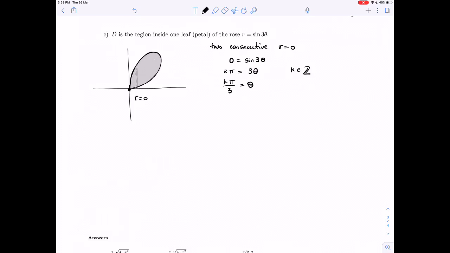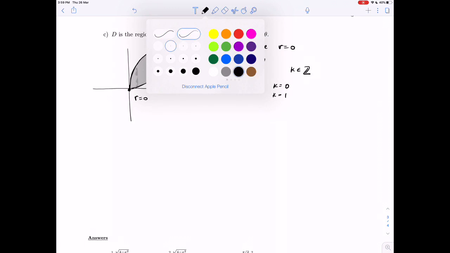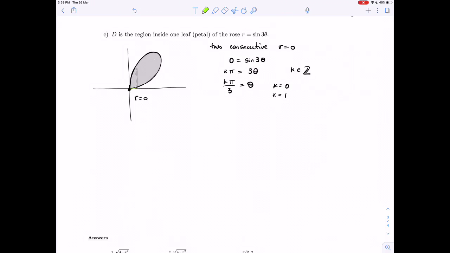And so if we take the values of k equal to 0 and k equal to 1, we should see that our angle is going to go from here when theta is equal to 0 to here. This is not so perfect, but you get the idea. To theta is pi over 3. And then what happens with the radius to fill out this region? The radius needs to go, well, it's the full region, the full radian. So from 0 out to the curve.